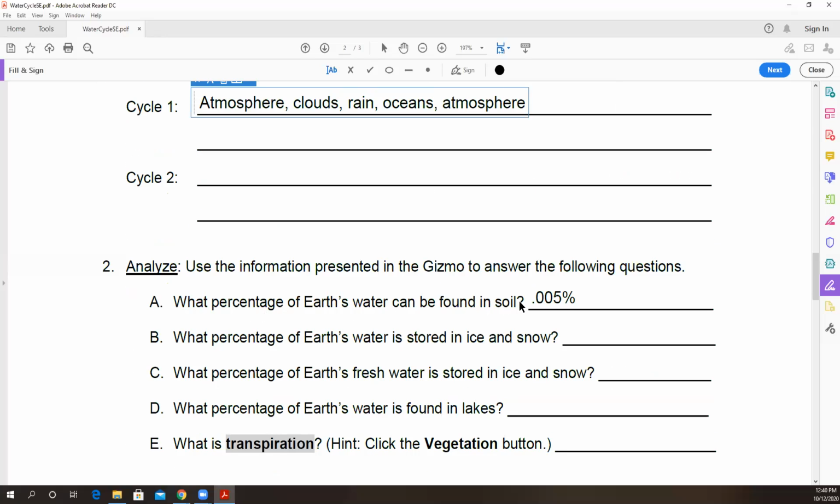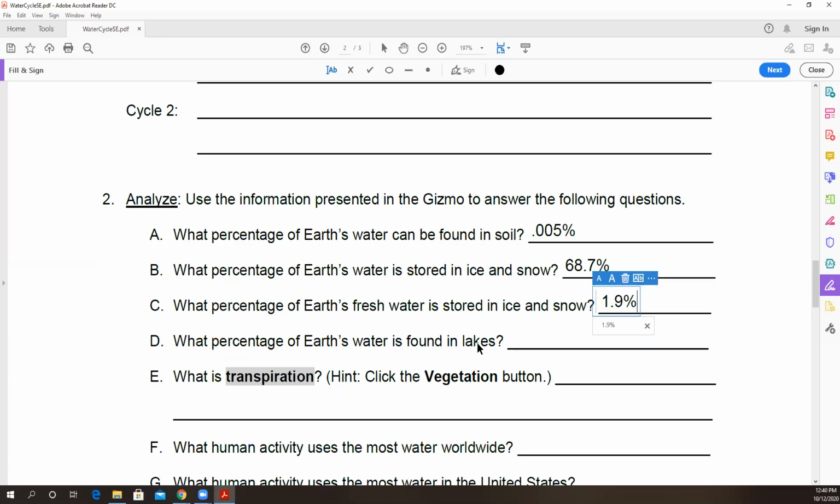What percentage of Earth's water can be found in soils? 0.005%. And we said what, Landry, is stored in ice and snow? We're not talking about fresh water. We're talking about 68.7%. And our fresh water that's stored in ice and snow is 1.9%.